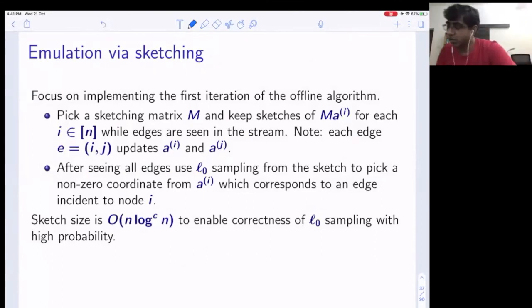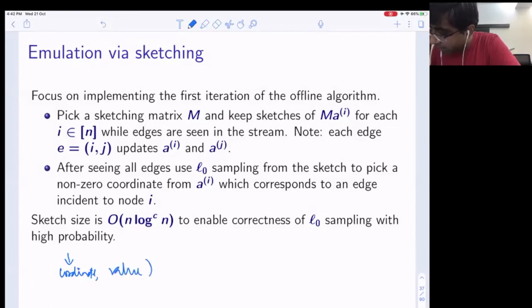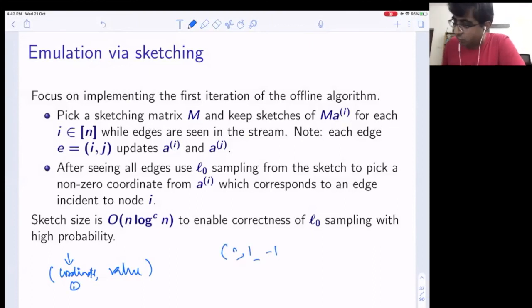So after seeing all edges, I'm going to use this L0 sampling from the sketch to pick a non-zero coordinate from A of I, which corresponds to an edge incident to node I. Because what does this give us? It gives us a coordinate and the value. I have this vector which stores 0, 1 or -1. So what will I get? I will get a coordinate, maybe this is the 10th coordinate. Okay, great. And what is its value? -1. Okay, great.